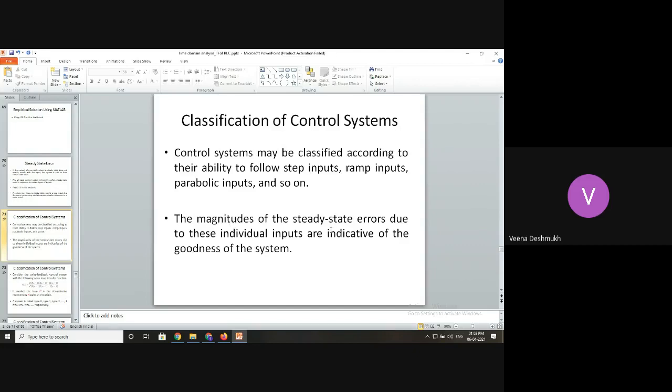So whenever there is an exact matching between the input and the output, there is one more word coming here, that is goodness of the system. So these errors indicate the goodness of the system.